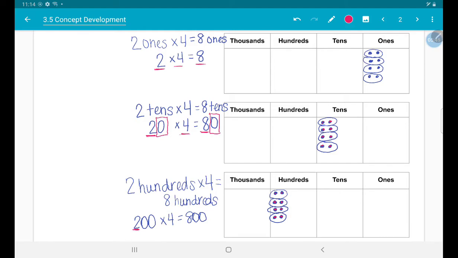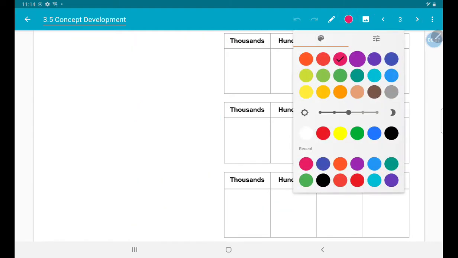Same thing on the next one. We had 2 times 4, 2 groups of 4 equals 8. Those were in the hundreds place value. So I started with 2 hundreds. So we add 2 zeros to the end of our product to put our product in the hundreds place value. Okay, let's try another set.